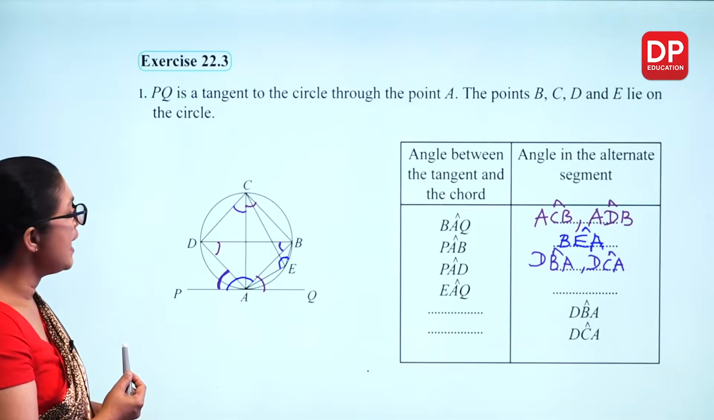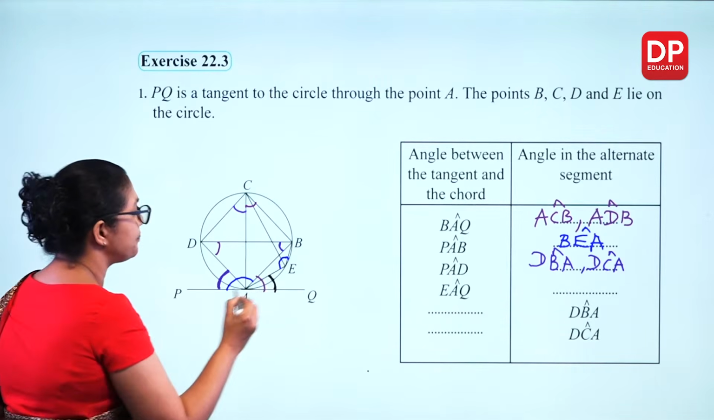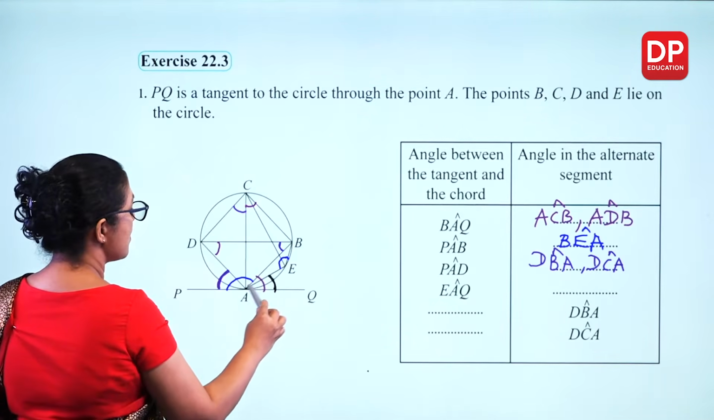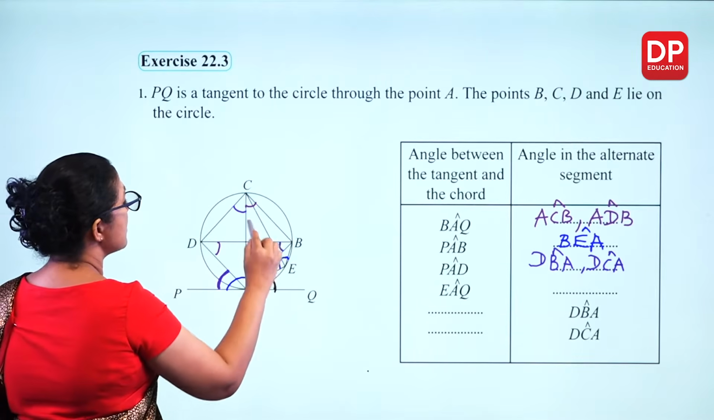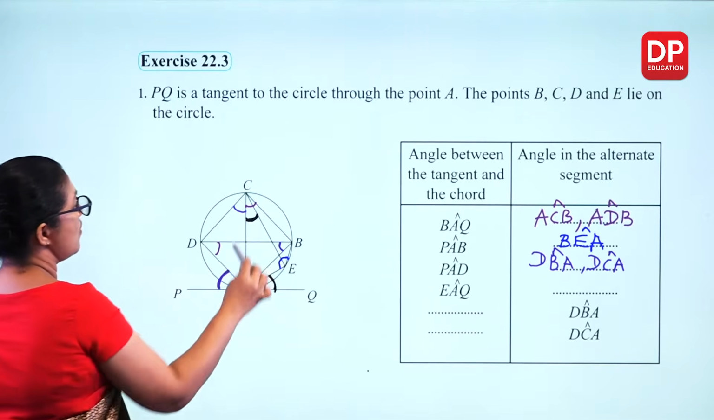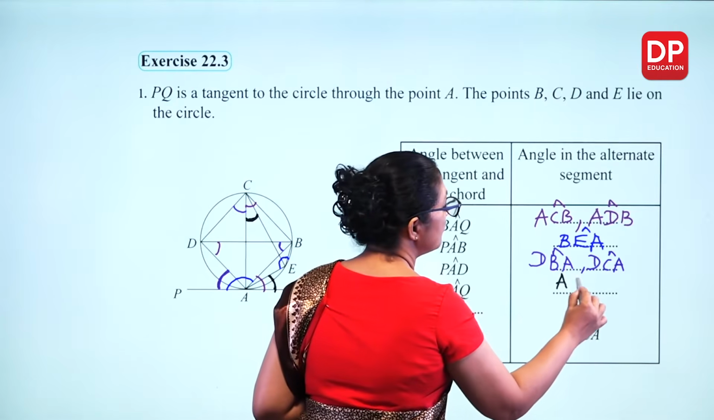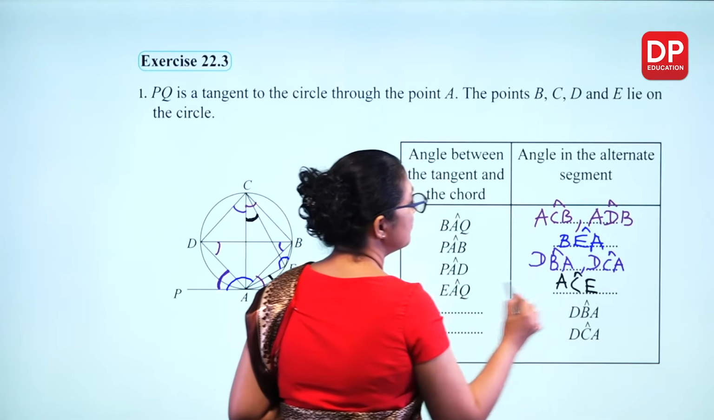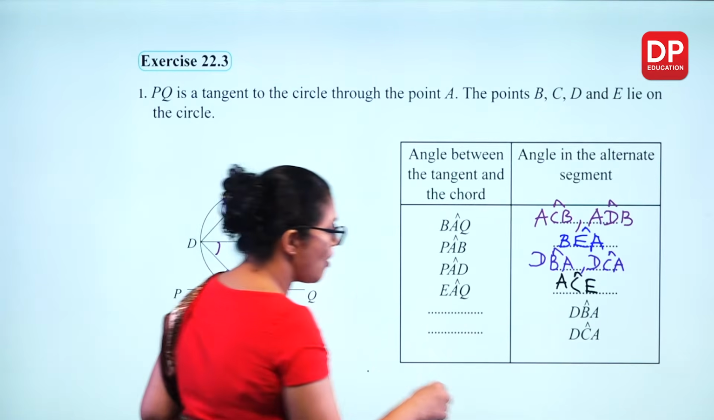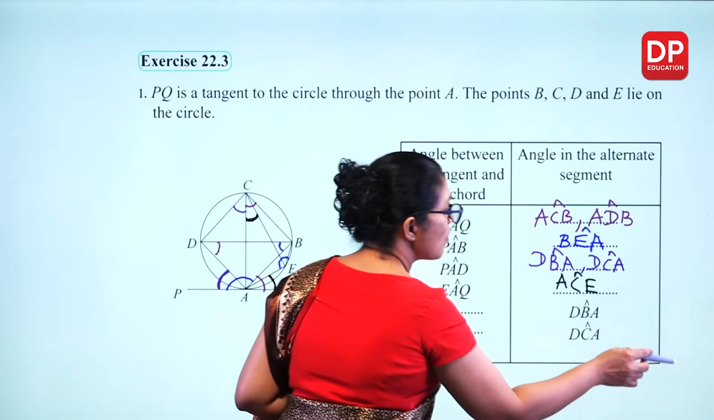Now EAQ angle. EAQ angle is this one. What's the alternate angle to that? So this is the chord. So you get this angle. That's the only one, ACE angle. Now the other way. You have been given the alternate segment angle and you are asked to find the angle between the tangent and the chord.